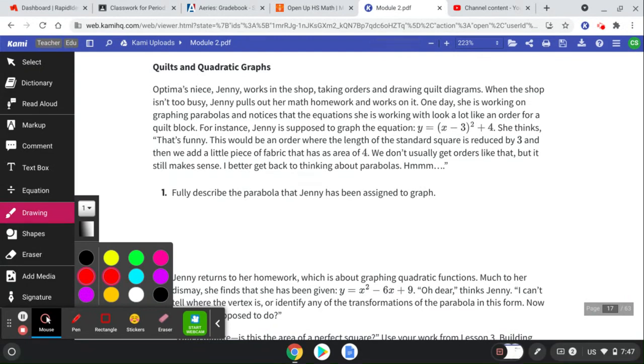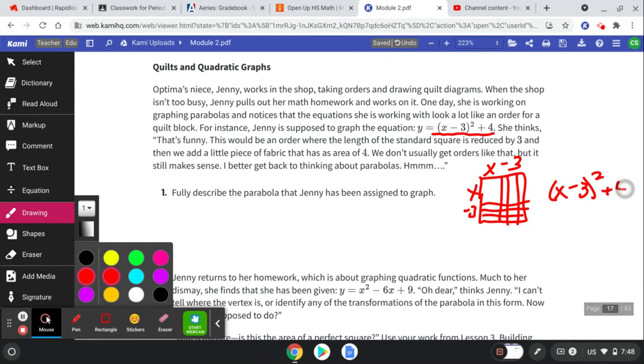For instance, Jenny is supposed to graph this equation, but she thinks that's funny. That would be an order where the length of the standard square is reduced by 3, and then we add a little piece of fabric that has an area of 4. So it's the x minus 3 squared, and then add a little piece of fabric that's got an area of 4. Fully describe the parabola that Jenny has been assigned to graph.